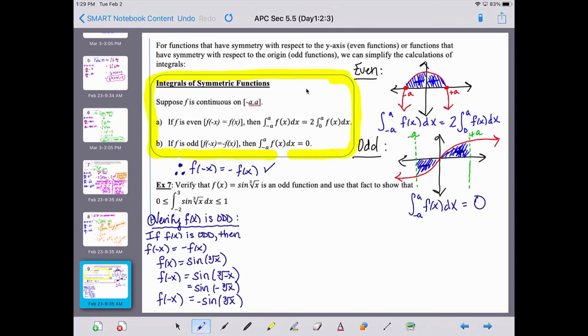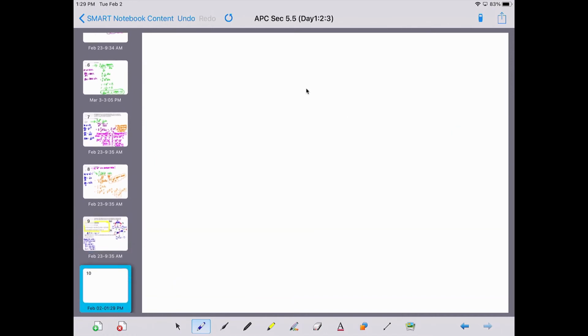So now the second thing that I want to do is use that fact to show that the integral from negative 2 to 3 of sine of the cube root of x dx has to live between 0 and 1. So for that, I'm going to need some more space here. So I am going to show that 0 is less than or equal to the integral from negative 2 to 3 of the sine of the cube root of x dx, which is less than or equal to 1. So essentially, this is asking us to do a proof here, okay?